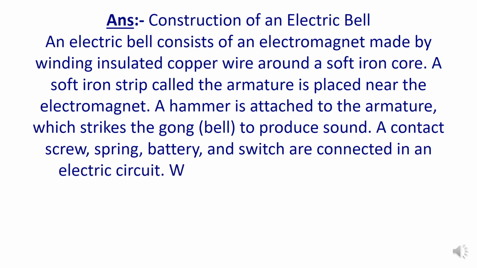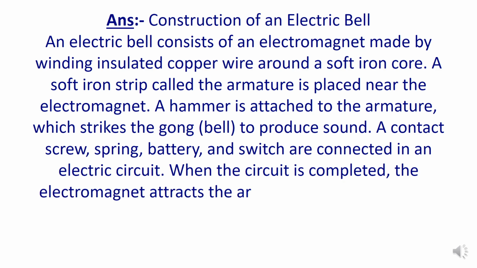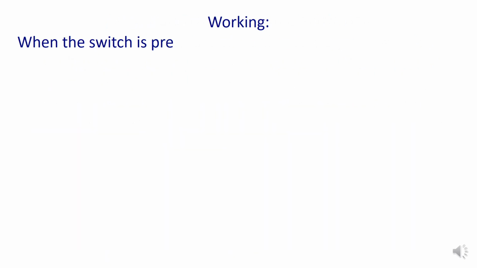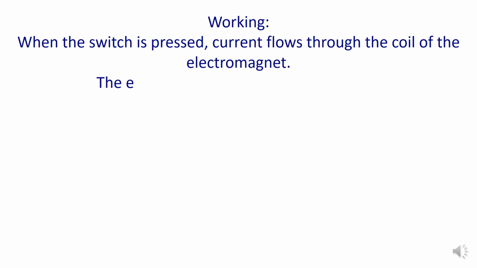A contact screw, spring, battery, and a switch are connected in an electric circuit. When the circuit is completed, the electromagnet attracts the armature and the bell rings. Thus, all these parts together form the construction of an electric bell. Working. When the switch is pressed, current flows through the coil of the electromagnet.